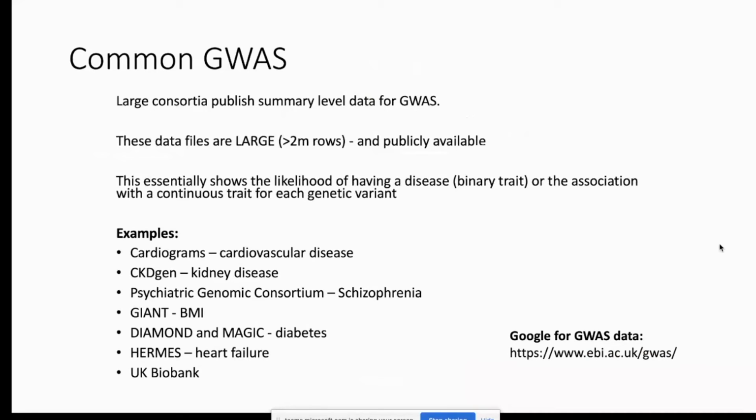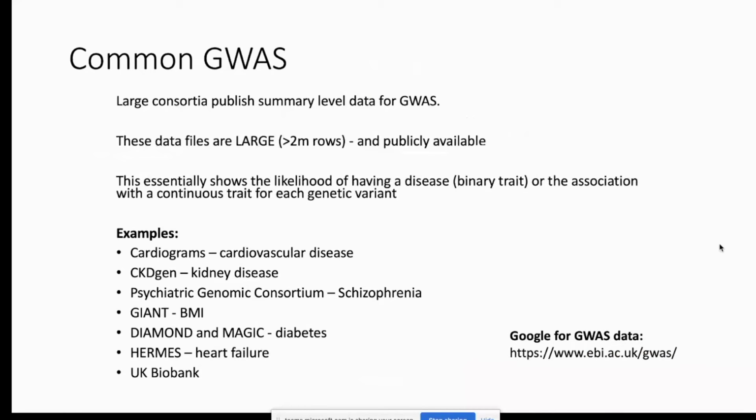These show the associations between genetic variants and different outcomes and traits. Essentially, the likelihood of having a disease if it's a binary trait, or the association between a continuous trait and the genetic variant. So this is really quite a lot of information on the internet that we can use.